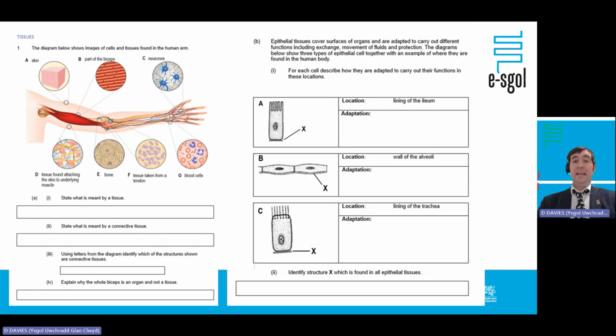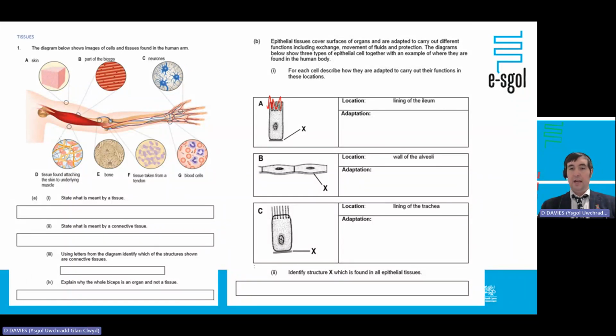So moving on to B, epithelial tissues cover large surfaces of organs adapted to carry different functions, including exchange, movement of fluids and protection. The diagrams below show 3 types of epithelial cell, together with an example of where they are found. For each cell, describe how they are adapted to carry out their function. So how are they good at their job? Okay, so A is in the lining of the ileum, your digestive system. So why have we got the Bart Simpson hair going on here?